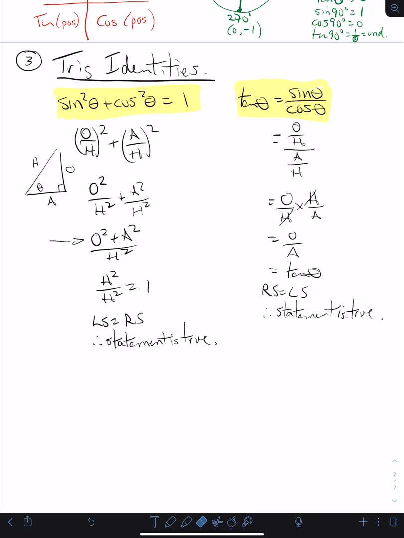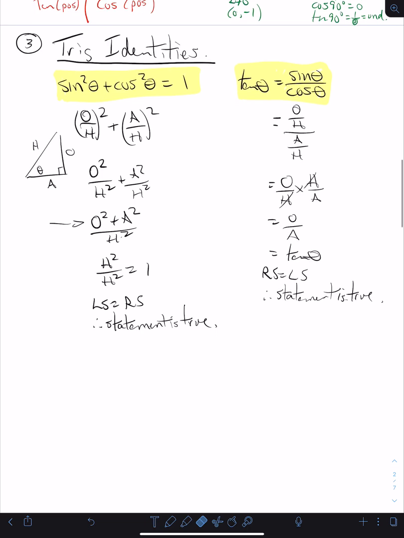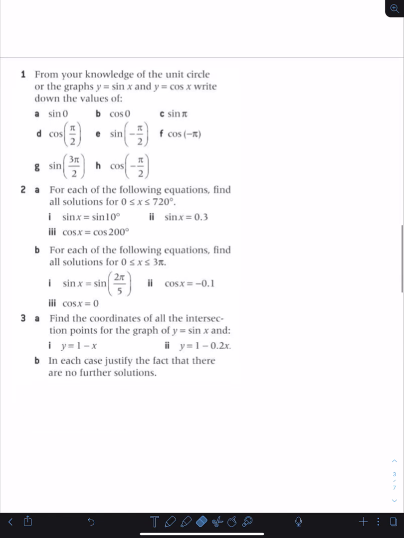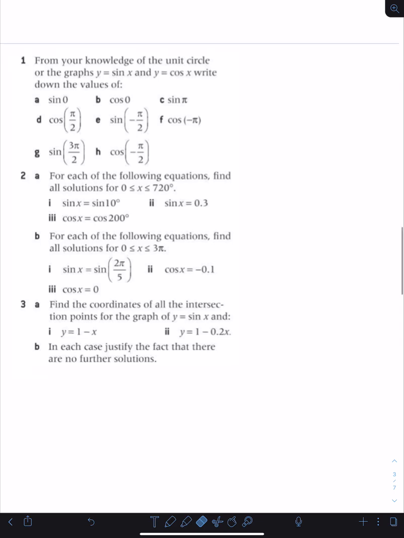Actually, I'm not sure why I'm erasing that, because that might be it, because that's all you need. What you need now is some examples. So these are examples of everything we've done so far. Looking at some of these: write down the values of sine of 0. Now this is the stuff.